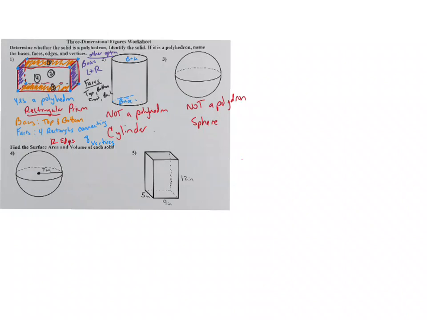There are no faces, there are no vertices. That's the main reason why it's not a polyhedron. Like 3, the reason why it's not a polyhedron, you can't identify a base, you can't identify a face, there's no vertices, it's not a polyhedron.